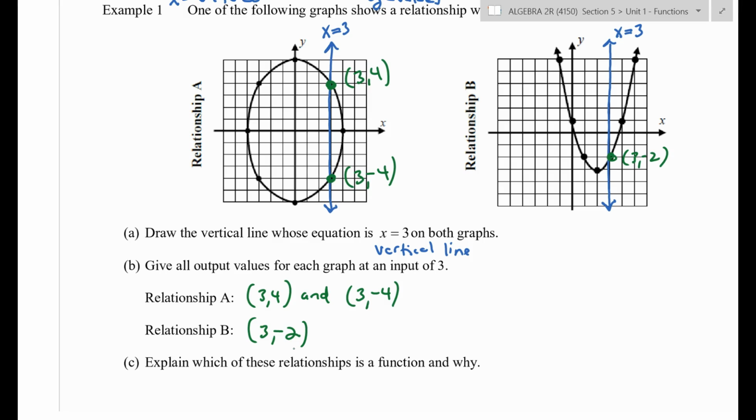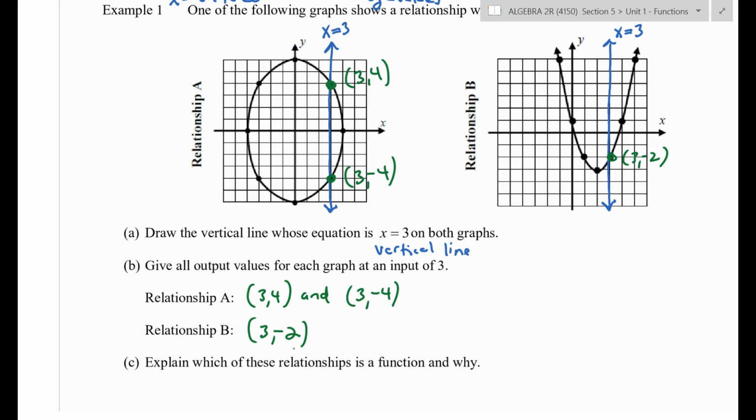But here's the problem. Look at example A, or relationship A. Somebody puts $3 in the vending machine and they get a result or an output of what? 4. But then somebody else comes along and they put $3 in the vending machine and they get an output of what? -4. That's a problem, isn't it? Okay? What happened is we no longer have a function.